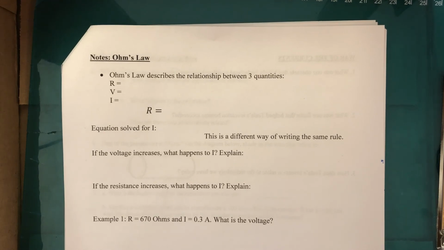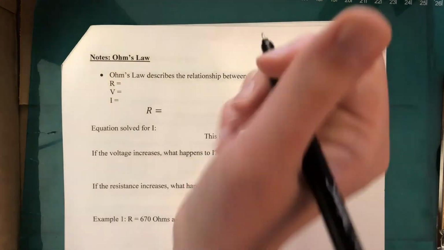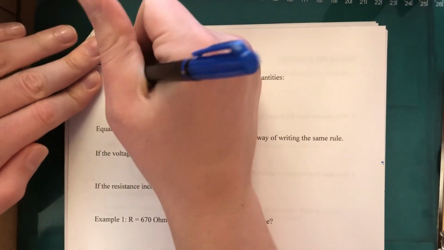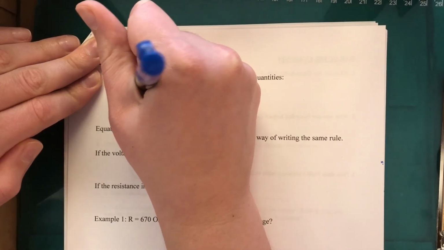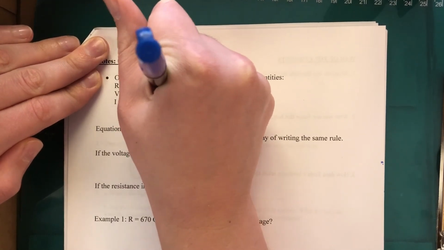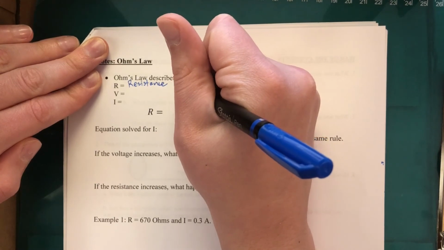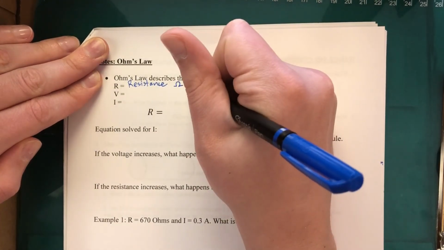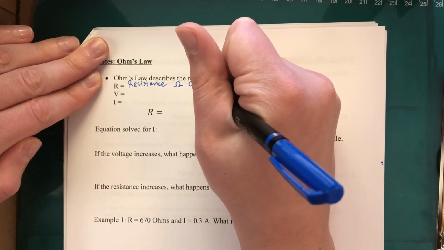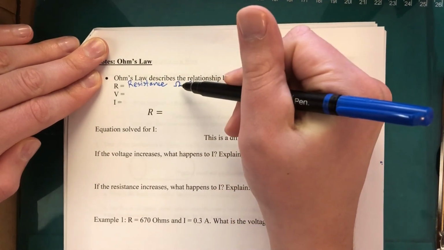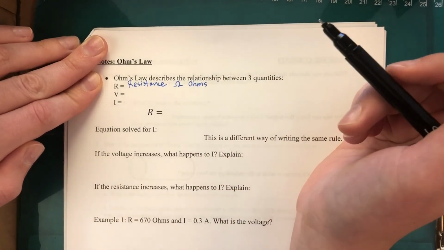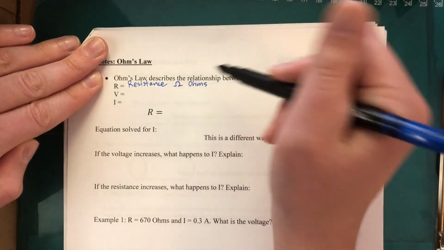Ohm's law describes the relationship between three quantities, which we've now all learned about separately. R is resistance, and the units of resistance are in ohms. This symbol, by the way, is the Greek letter omega, which stands for ohms.